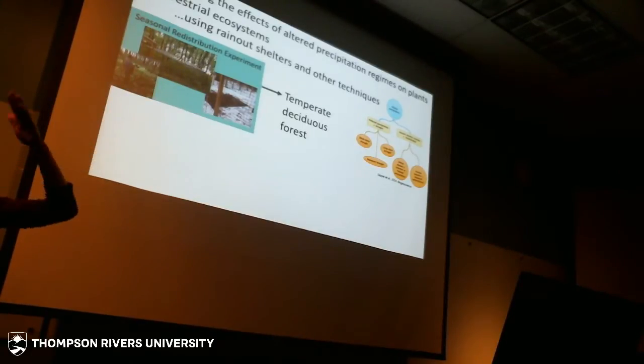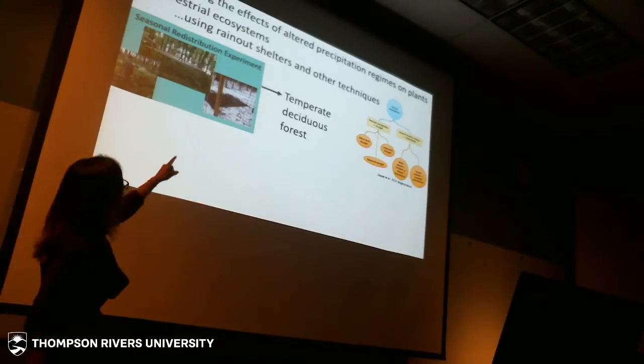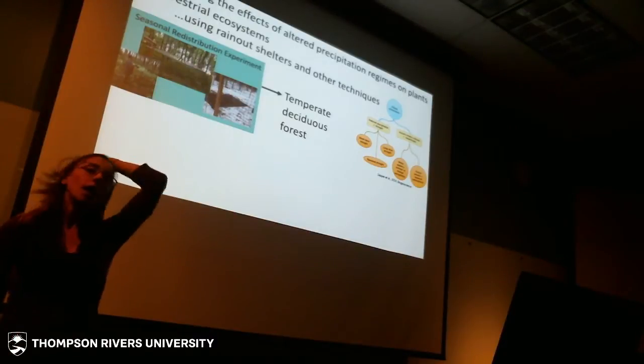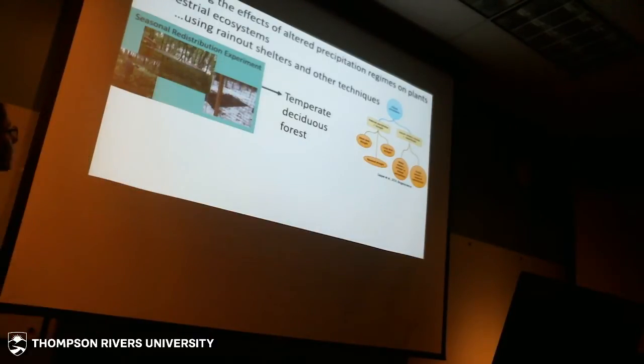So rain-out shelters are essentially just using plastic sheeting on top of these structures to divert the precipitation away from the plots, and essentially create a drought on the system. And then finally, in this experiment, I also manipulated winter precipitation, just snowfall, and I shoveled to do that.